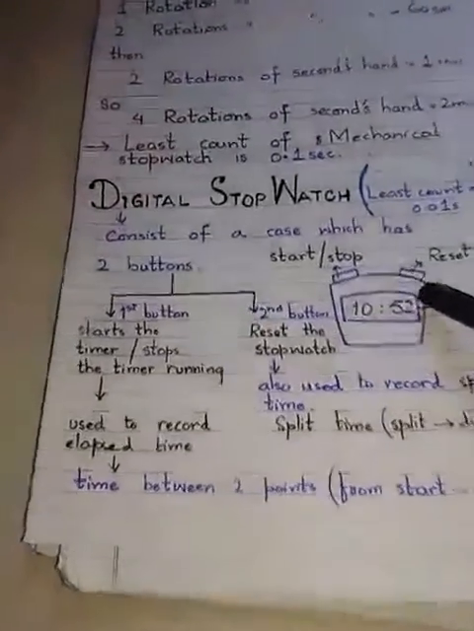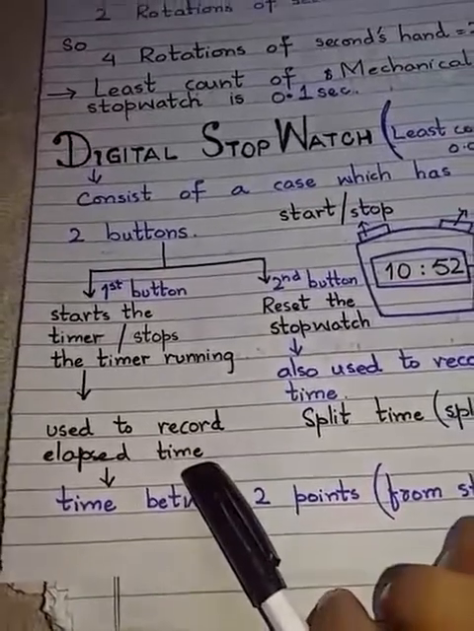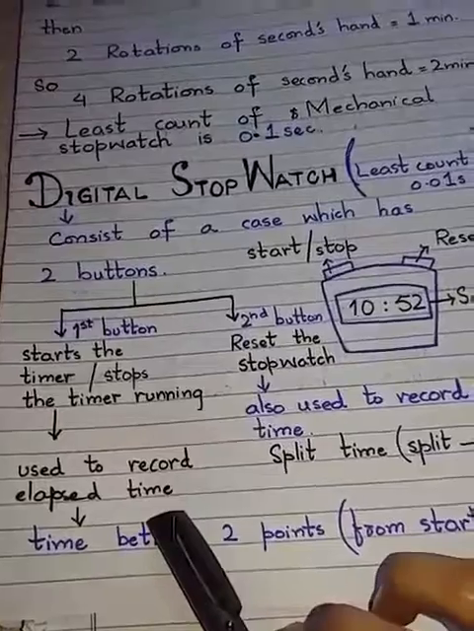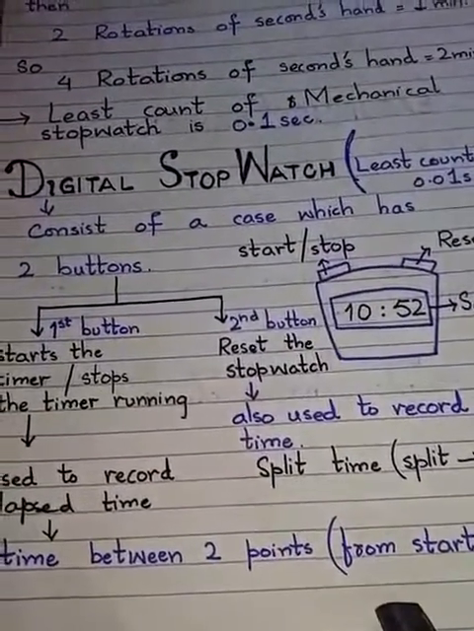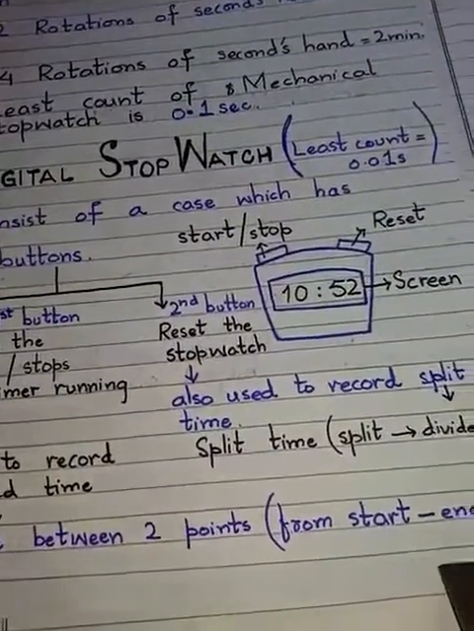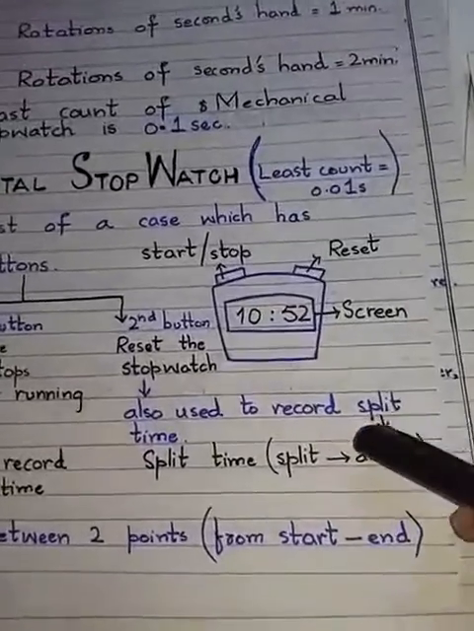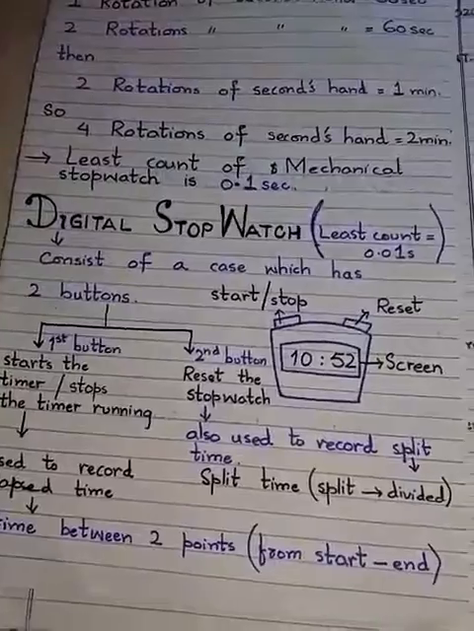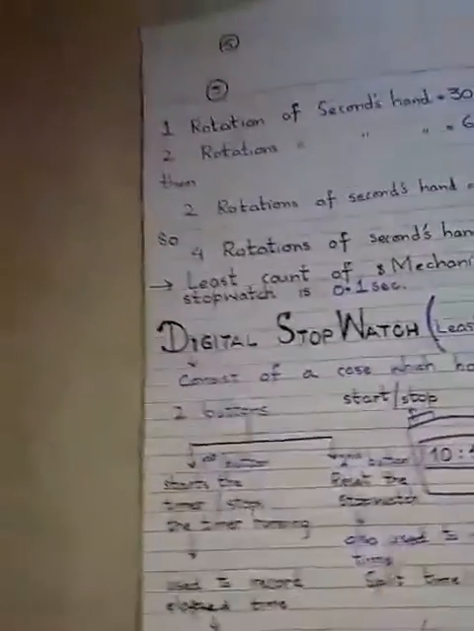Secondly, girls, the first button is also used to record elapsed time. Elapsed time means the total time period, the time between two points, from start to end. While the reset button is used to record split time. Split time means the divided time period; the word split means dividing. Now I will tell you what is meant by split time and elapsed time.